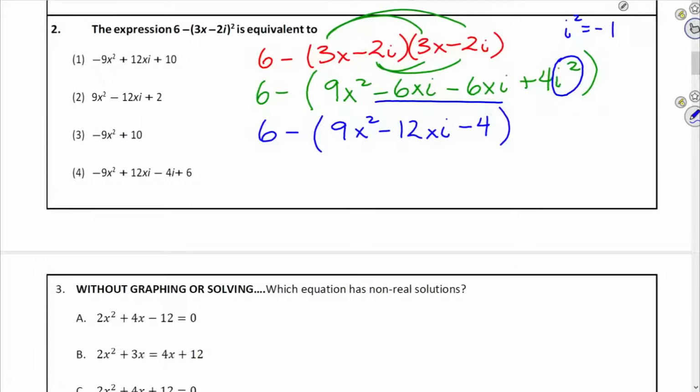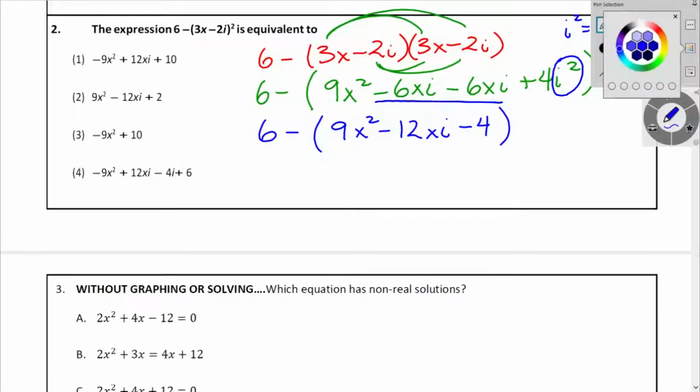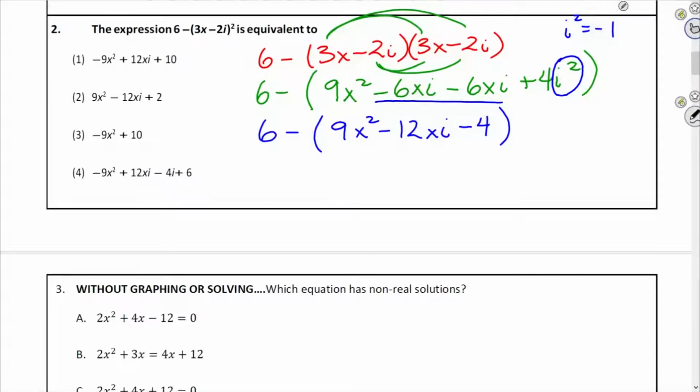Okay, so now I take care of that 6 minus. I take care of this negative sign, and I distribute in this negative, so it changes all the signs. Okay, and then I again combine like terms. And I'll write it in standard form, 9x squared, and then my x term, plus 12xi, and then 6 plus 4 is 10. And so I look over here, and it looks like number 1 is my answer.